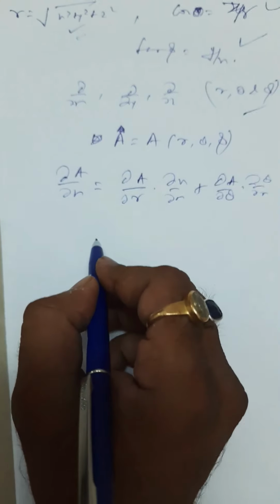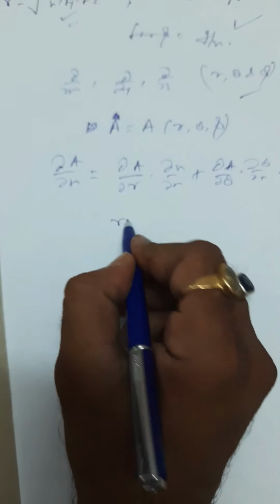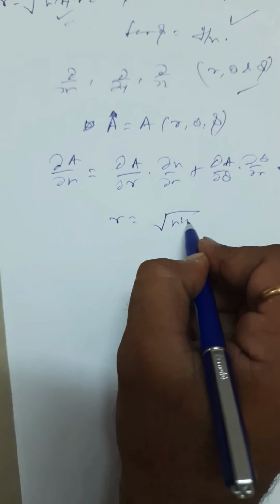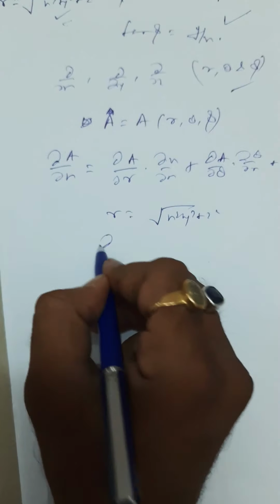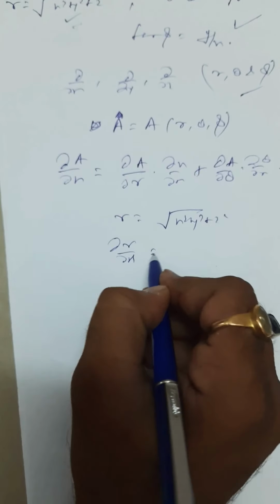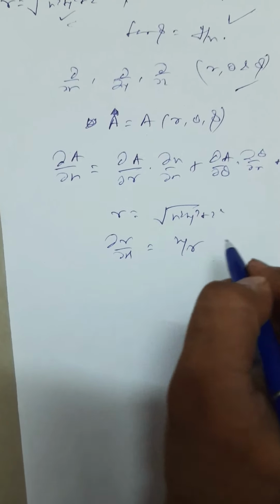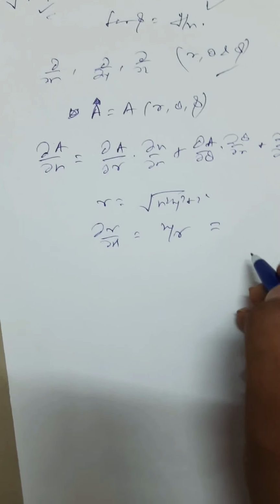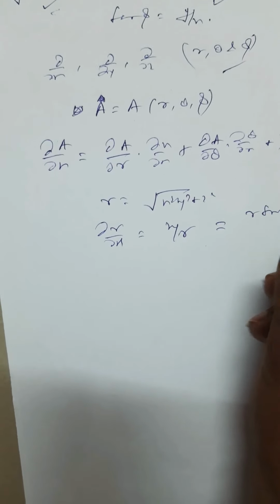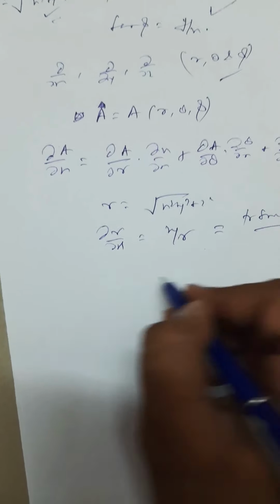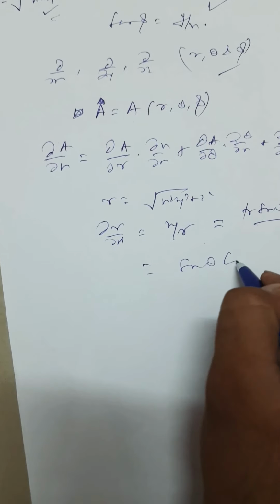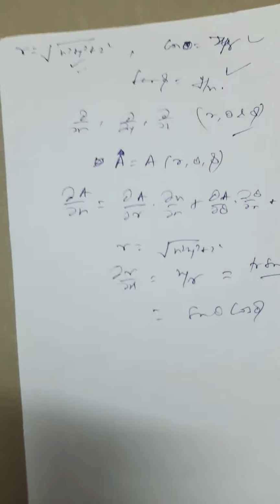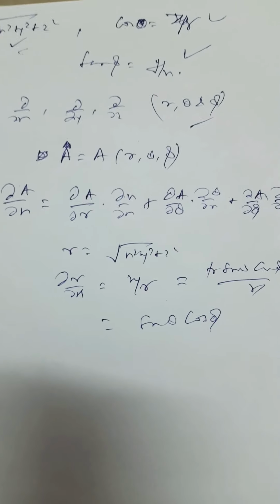Now differentiating r equal to under root x square plus y square plus z square with respect to x, we have del r by del x equal to x by r. Substituting x is equal to r sin theta cos phi, r sin theta cos phi by r will give you sin theta cos phi. So this is the value of del r by del x.